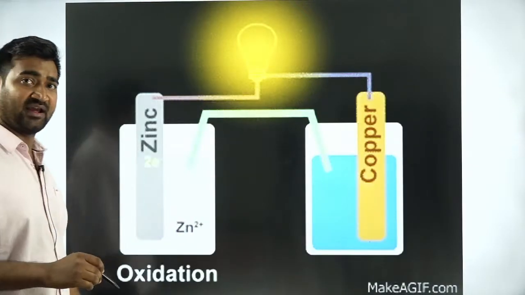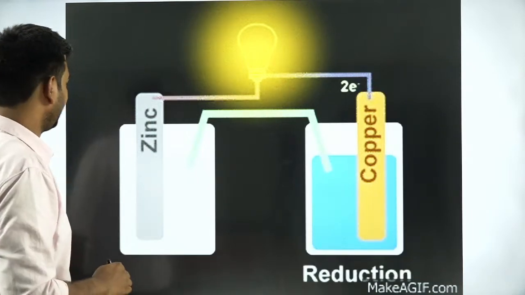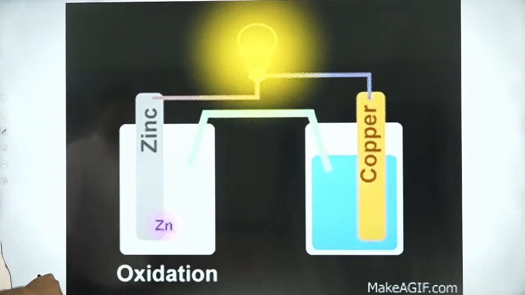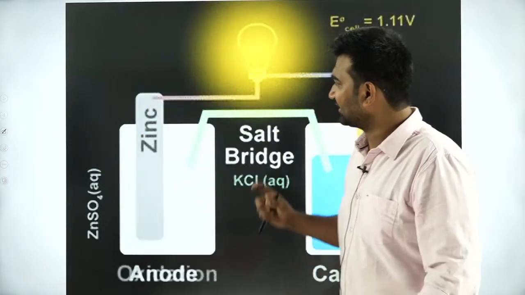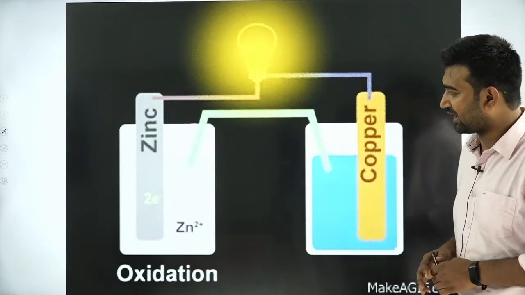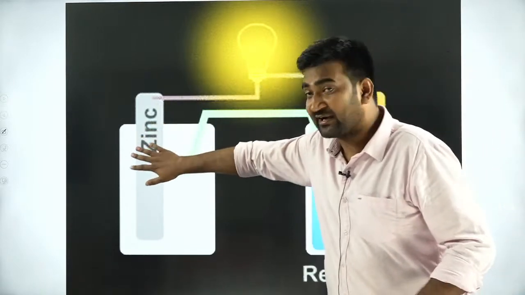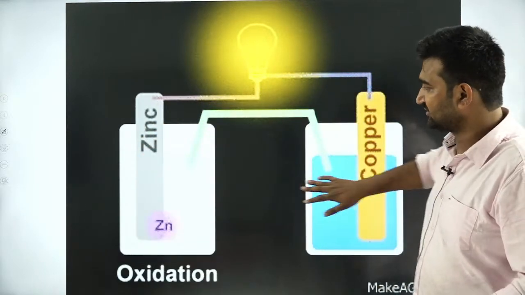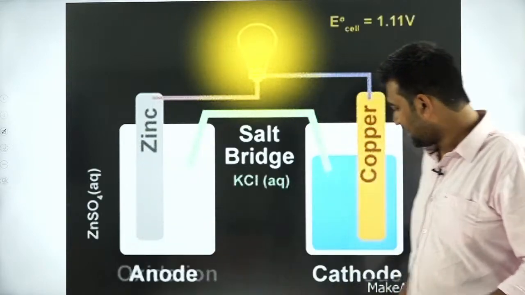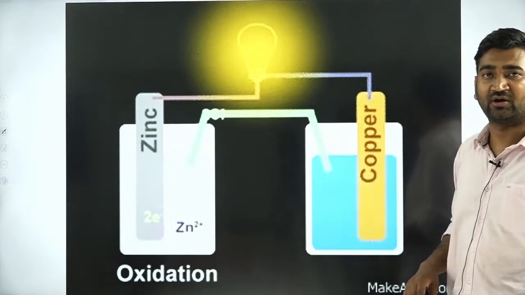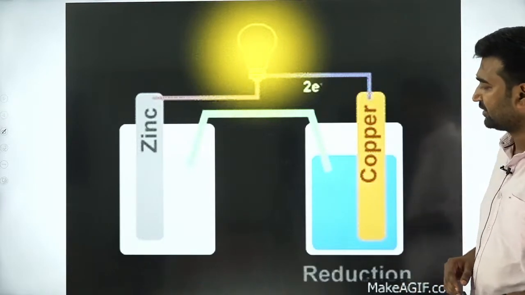Now in this image, I hope you are able to see it a bit clearly. It is a bit hazy, but what you have to note is that there are two halves. One is where oxidation is going on, so this is called the oxidation half, and here the reduction is going on, so this is called the reduction half.